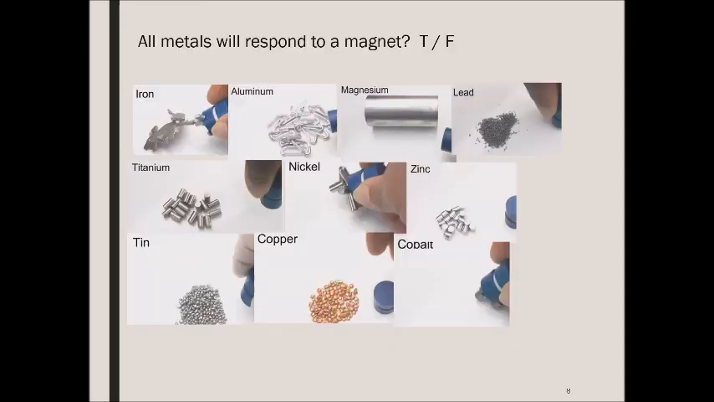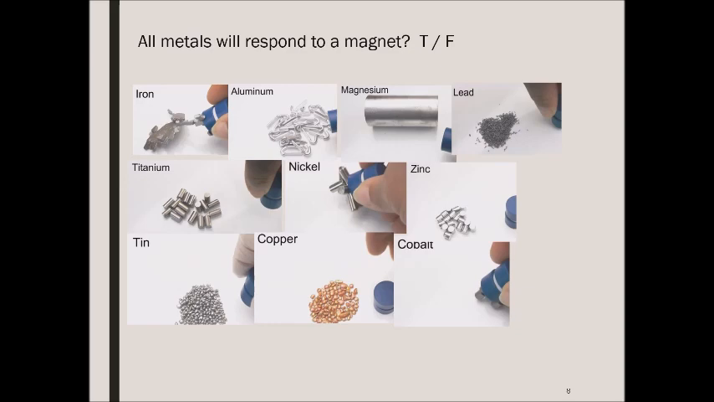Now that we've talked about how there are different types of magnetic materials and different ways materials respond to a magnet, what would you say to the statement that all metals will respond to a magnet? This means if I move a metal close to a magnet, will the metal move and be attracted or repelled by the magnet? Does that hold for all metals or only a few? So true or false?